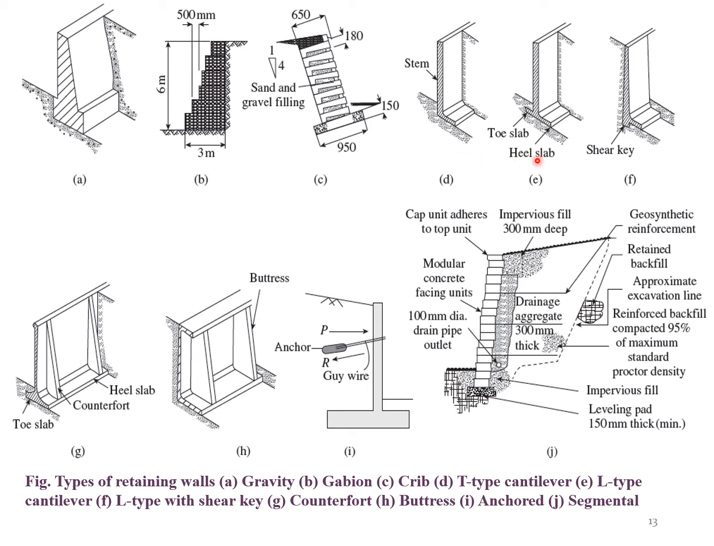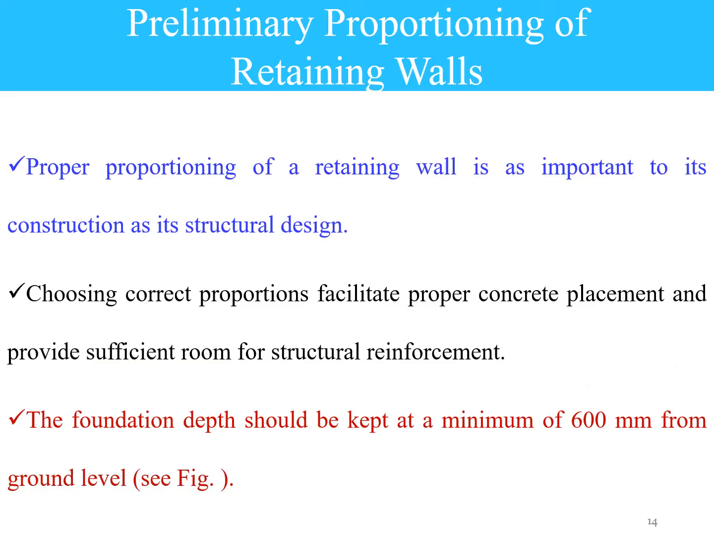retaining walls. L type of retaining walls. Again, counterfort retaining walls and buttress type of retaining walls. And this is the last one, anchor type of retaining walls. It has been anchored at the back side depending upon the active pressure or passive pressure. Next is segmental type of retaining walls. These are the different types of retaining wall systems that can be helpful for us to understand.